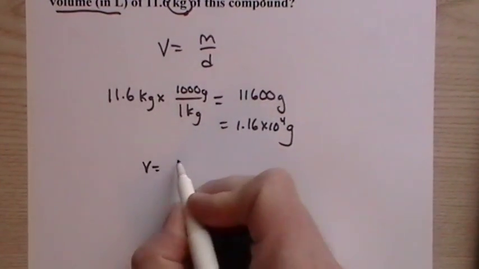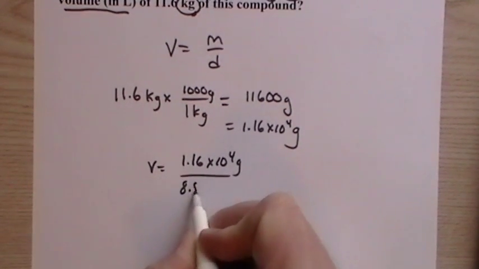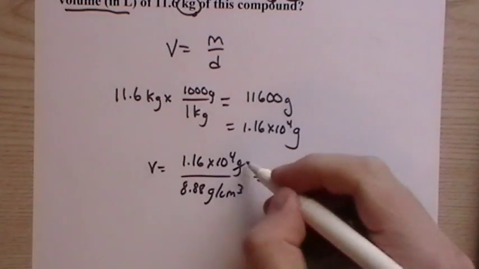And so volume is going to be 1.16 times 10 to the 4th grams divided by 8.88 grams per cubic centimeter. So grams cancel.